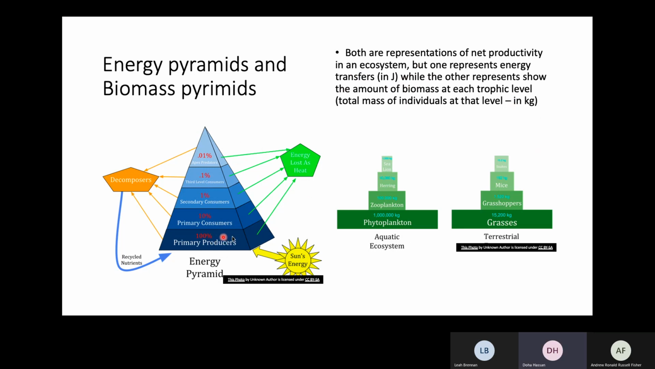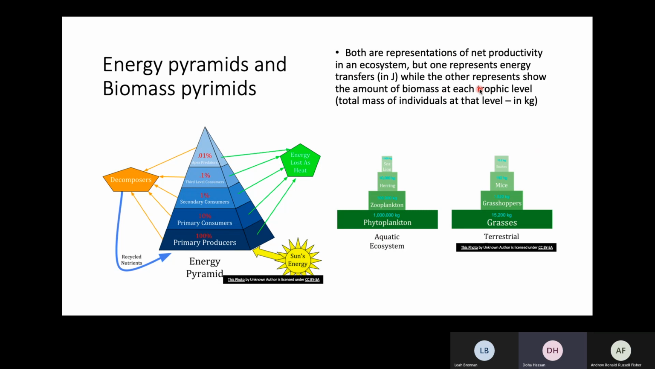Although this doesn't show you in joules, you are talking about energy. So you can imagine that if they showed you what that 10% actually was in terms of joules, it would let you know. So let's say this was 100 joules. This would be 10 joules, 1 joule, 0.1 joule, 0.01 joule, right? So we're all talking about energy units, that would be joules, and that's why it's an energy pyramid. Whereas here, you're looking at the same dynamic, primary producers, primary consumers, secondary consumers, tertiary consumers, and then maybe even quaternary consumers.